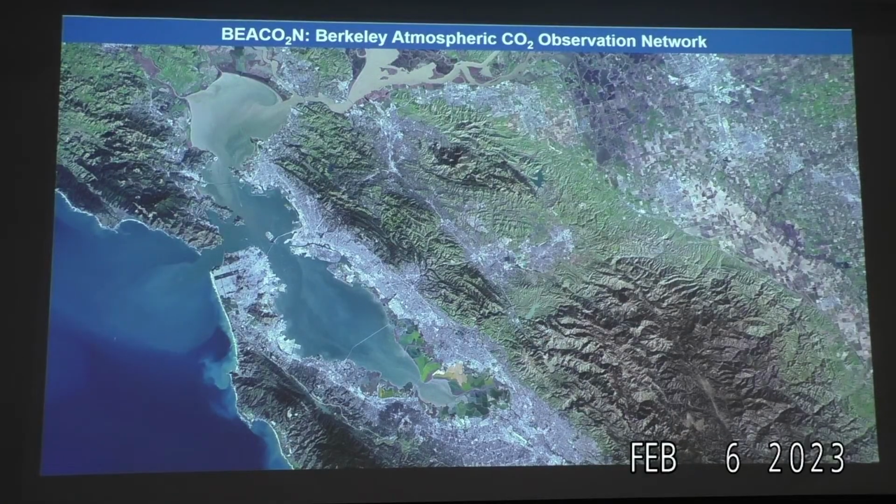So here's an aerial view of the San Francisco Bay Area. Berkeley is over there, city of San Francisco here. This is 10 kilometers across that peninsula, just for scale. Silicon Valley and all the tech companies down there.